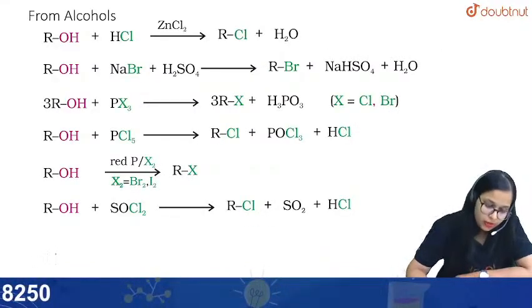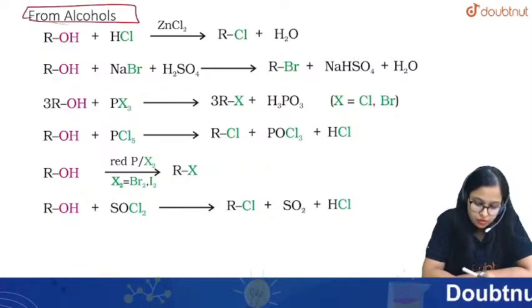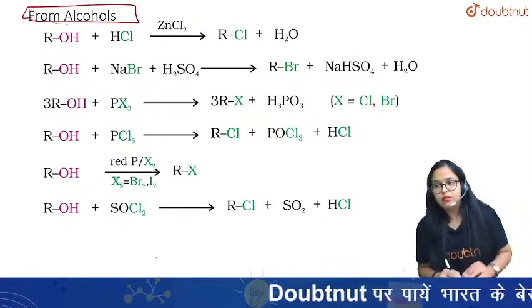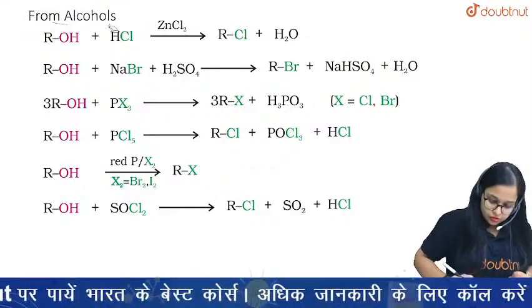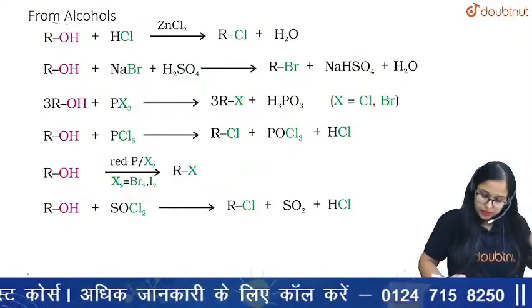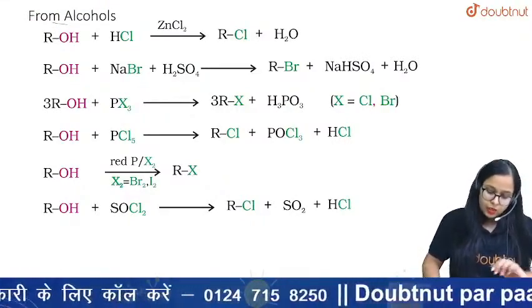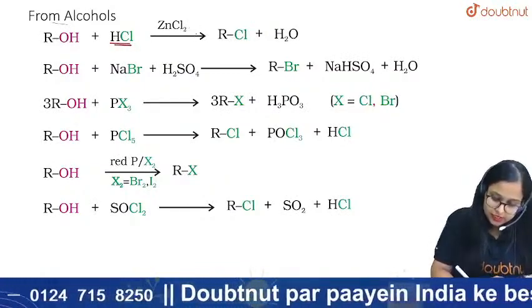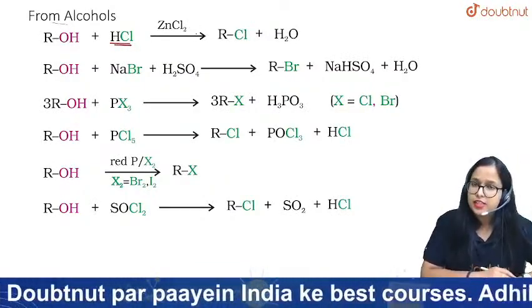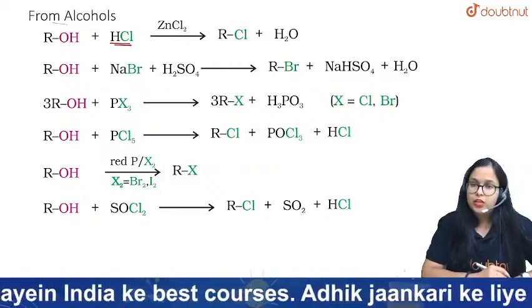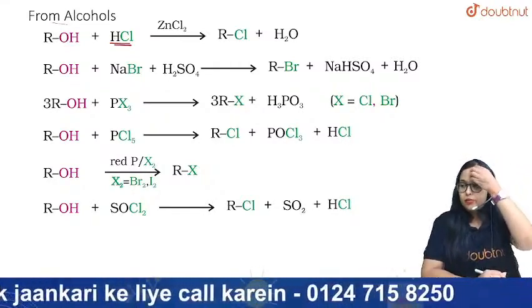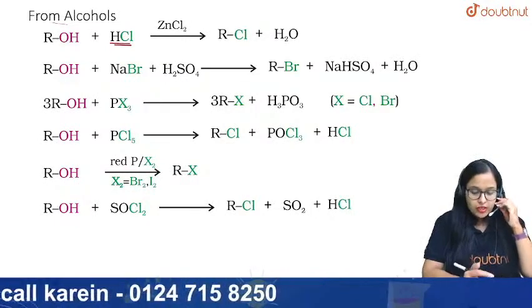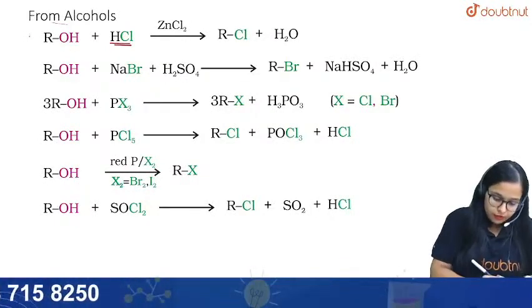Now we've come to alcohols: how to prepare haloalkanes from alcohols. These are a few reactions. You have to remember these reactions. I'll give you a quick mechanism for all the reactions. First of all, let's discuss how to prepare haloalkane from alcohol in presence of HCl and ZnCl2. HCl plus ZnCl2 acts as Lucas reagent. We'll be doing the Lucas reagent test in the alcohol chapter also. So let's understand what happens in the first part.